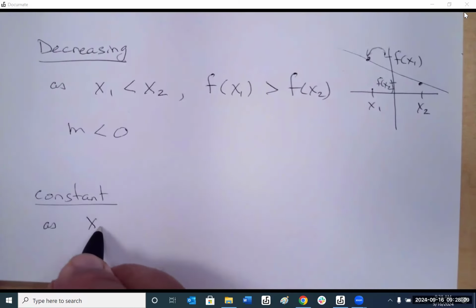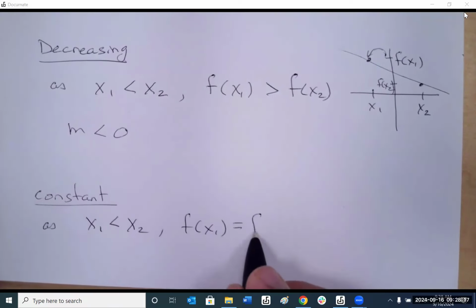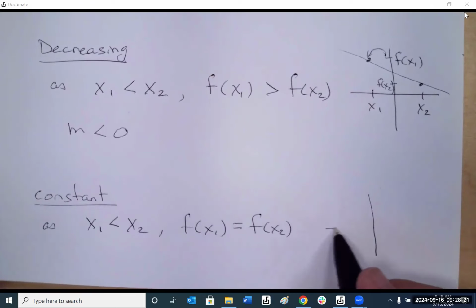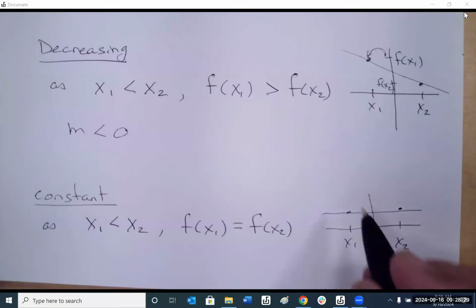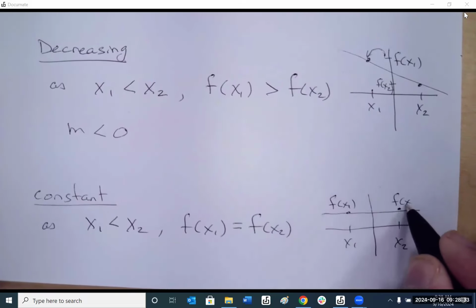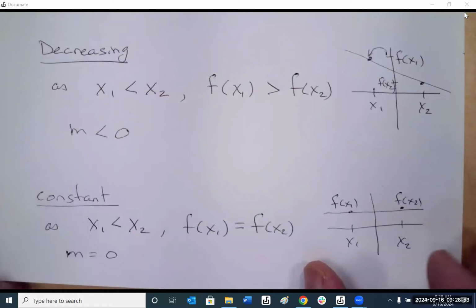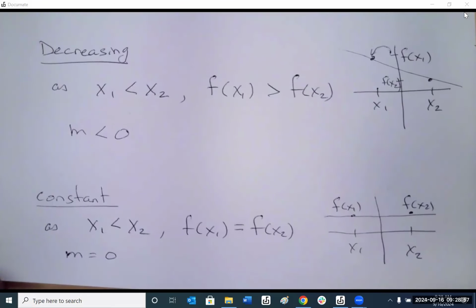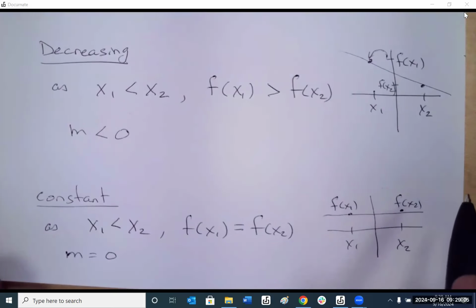If it's constant, then f of x1 equals f of x2. This is f of x1. This is f of x2. They're both equal, so it's constant, which means the slope is zero. So just by looking at two points, you can tell me if the function is increasing, decreasing, or constant.